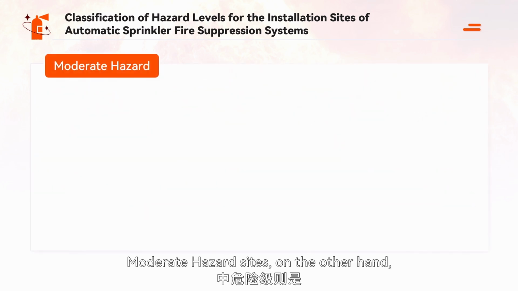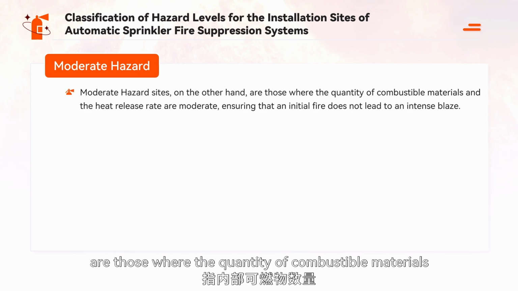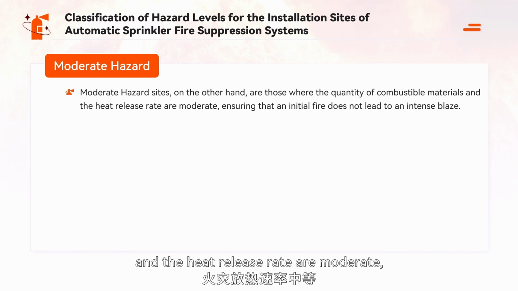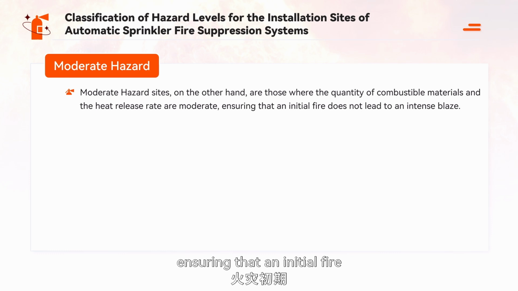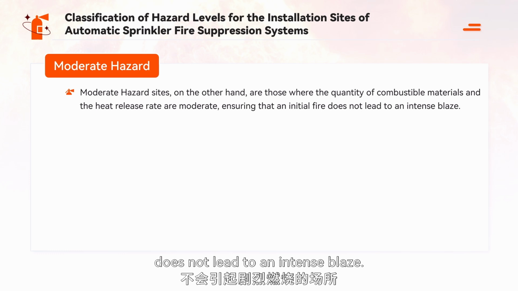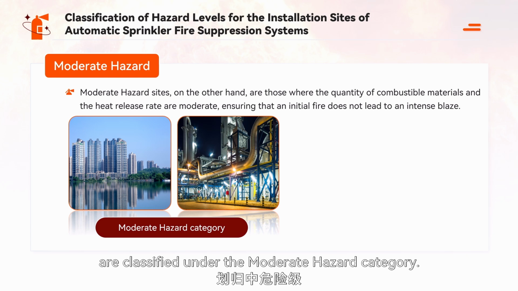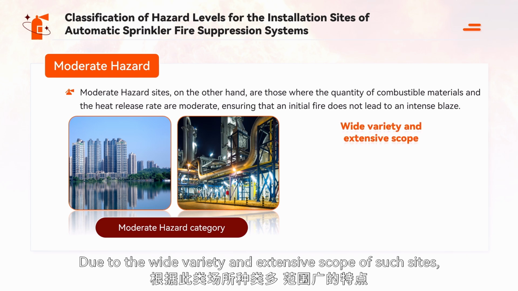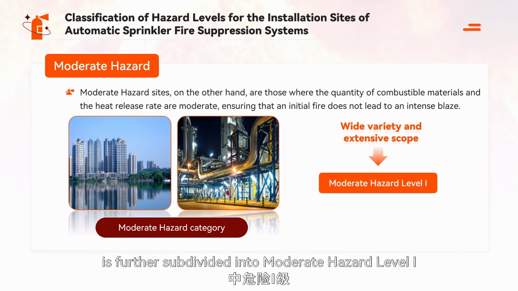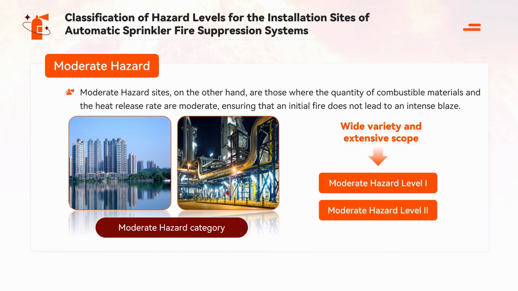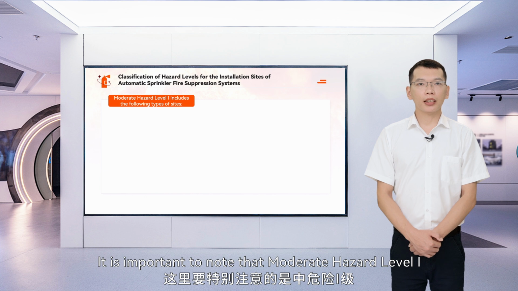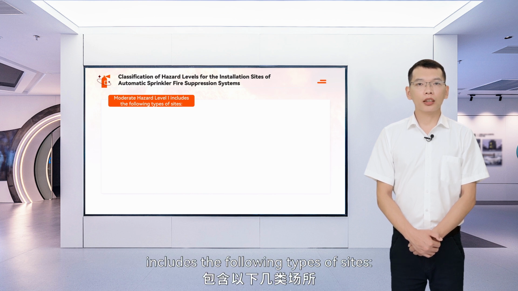Moderate hazard sites, on the other hand, are those where the quantity of combustible materials and the heat release rate are moderate, ensuring that an initial fire does not lead to an intense blaze. Most civilian buildings and industrial factories are classified under the moderate hazard category. Due to the wide variety and extensive scope of such sites, the moderate hazard category is further subdivided into moderate hazard level 1 and moderate hazard level 2. It is important to note that moderate hazard level 1 includes the following types of sites.